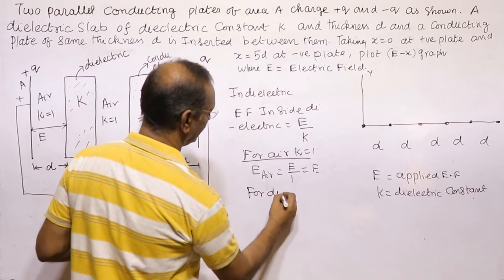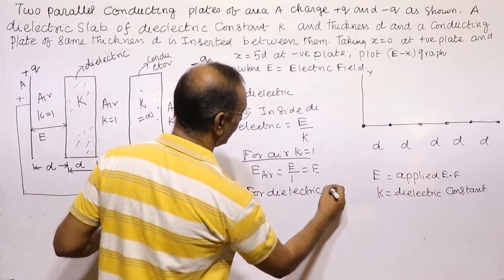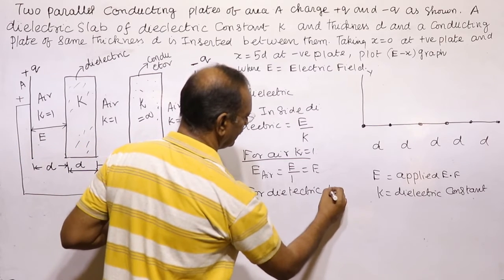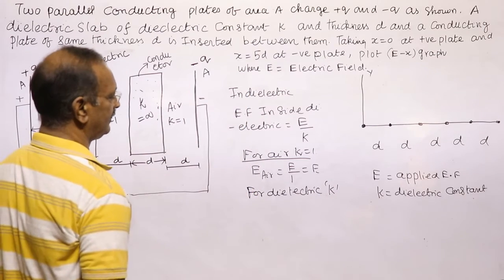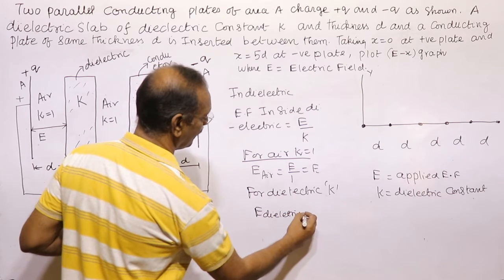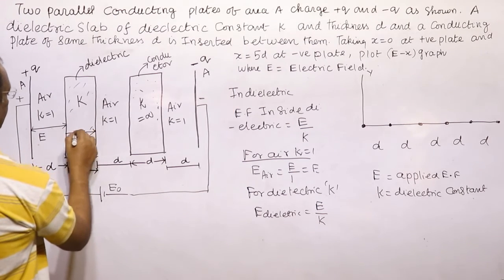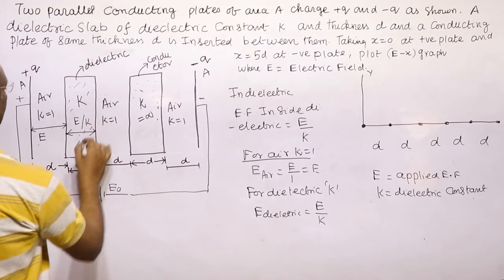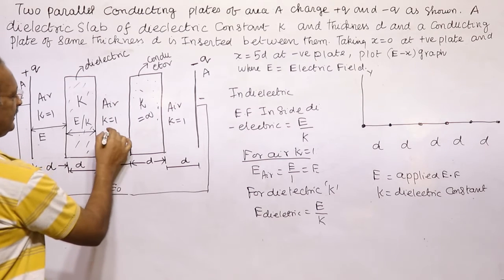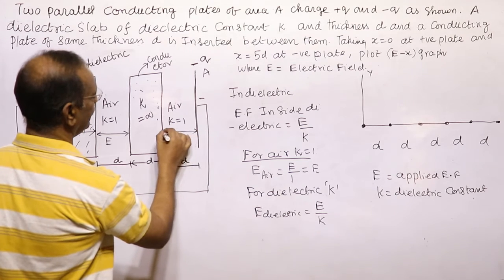For the dielectric, we have K as the dielectric constant, therefore E in the dielectric is equal to the applied electric field divided by K. So inside it is E divided by K. Then for air, the electric field between the air regions will be E, and this region also will have E.